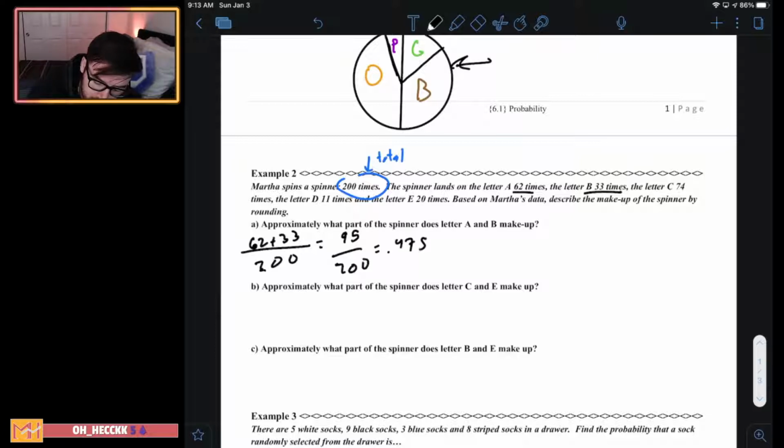0.475. So what we're going to call that is approximately 48%. Right? Because if you move the decimal twice, 1, 2, you could say 47.5%, but let's just do whole numbers, 48%. So 48% of the spinner is A and B, nearly half.